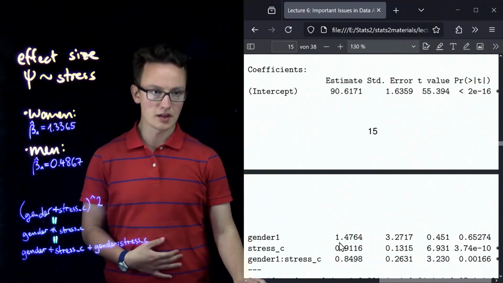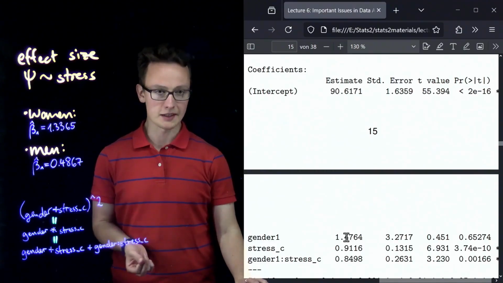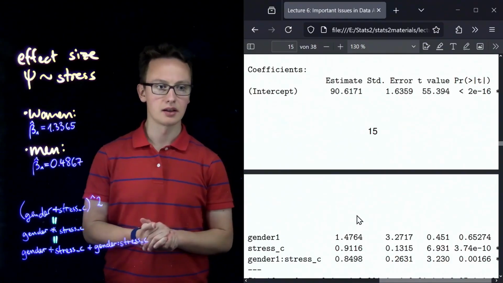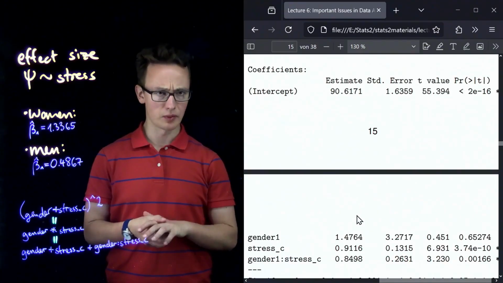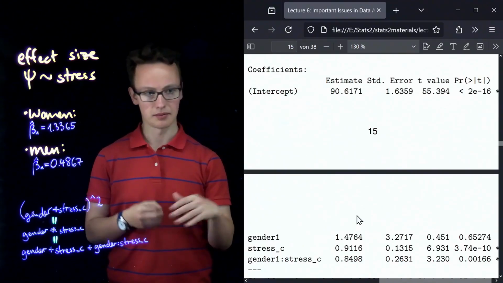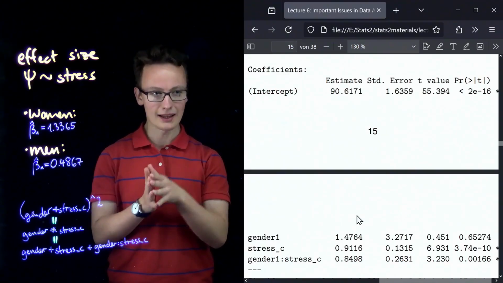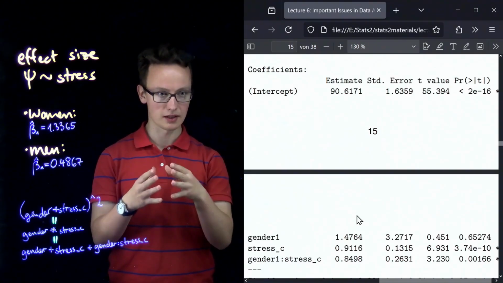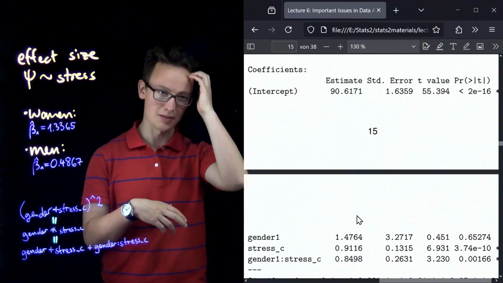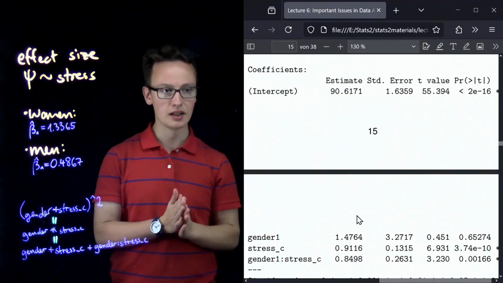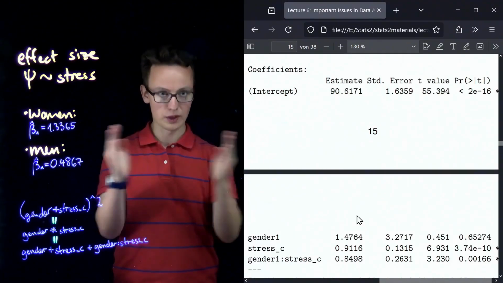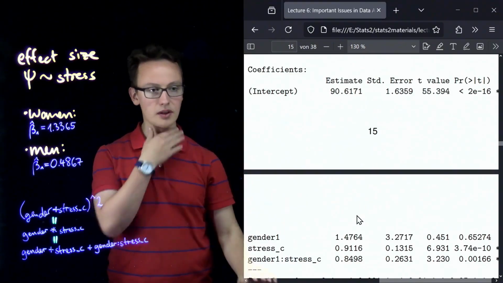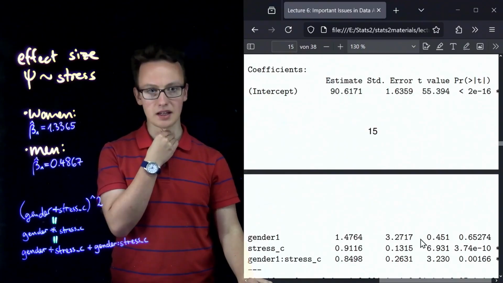And so as you can see here, the effect of gender, its estimate is roughly 1.5, so it means that if I believe women was the one coded positively, the men had a slightly smaller psychological symptoms score on average, and the one for women is just about 1.5 units higher. But that's the whole difference between men and women, just 1.5, and this is a very small difference in a way. So here we also see that it's not significant at all, right?